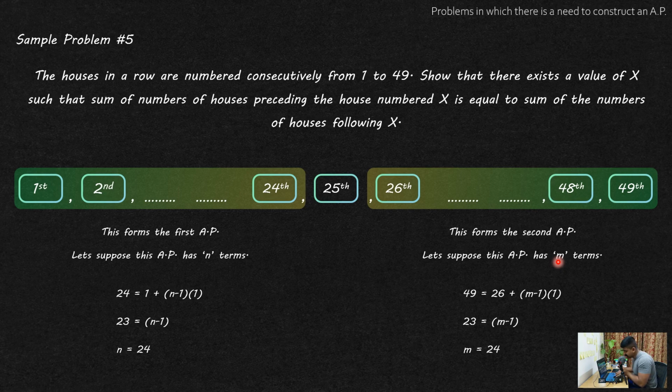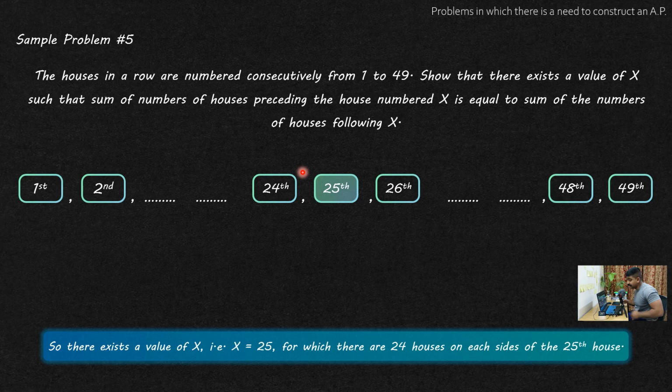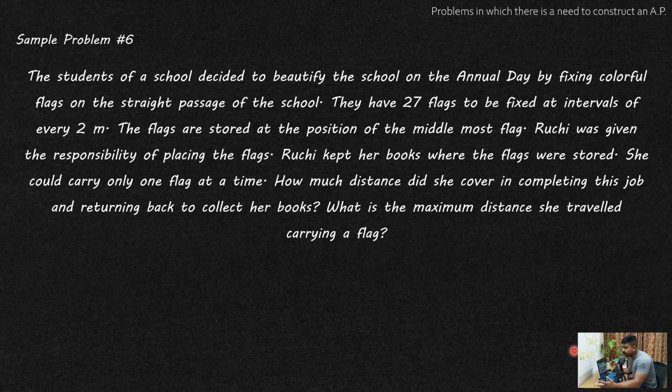Well, this is not a coincidence. The house located on the 25th position is actually the middlemost house, as a result of which we have an equal number of houses on both sides of this house. So, there exists a value of x, that is x equal to 25, for which there are 24 houses on each side of the 25th house. Let's move towards sample problem number 6.